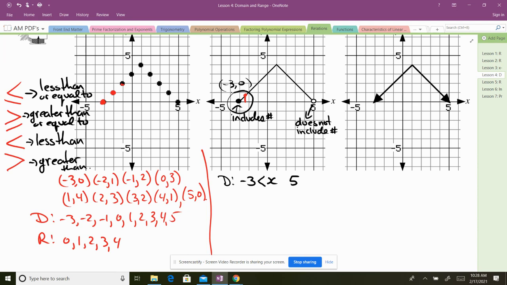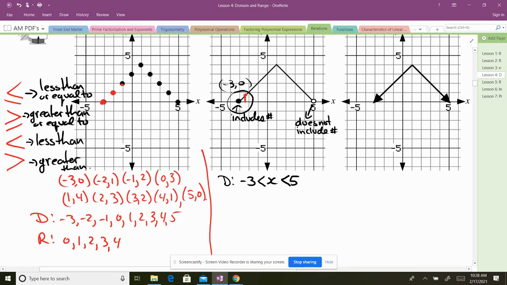Now, the 5 is the largest number, right? Every other number is smaller than that, because they're all that way. So every other number has to be smaller than the 5. 5 is the biggest, so the alligator faces that way. Yes. Exactly. The -3 is smaller than every other number. The 5 is bigger than every other number.